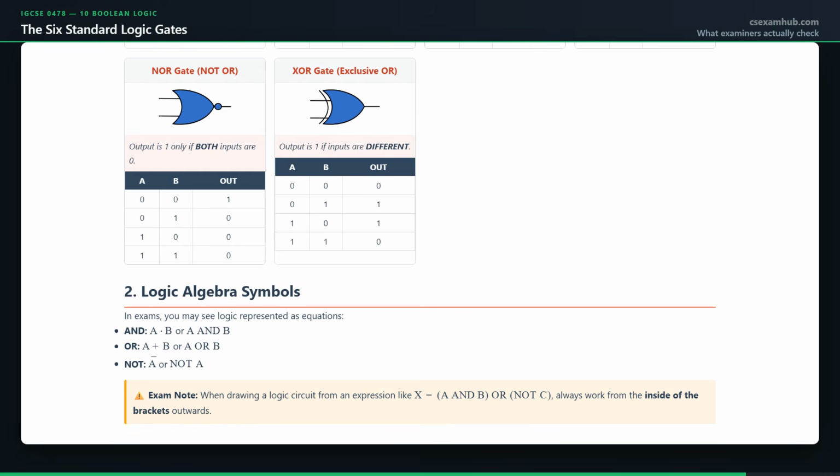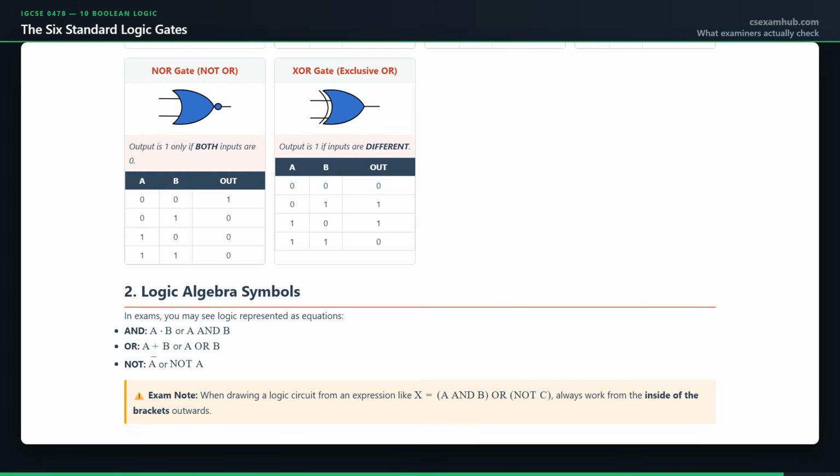Second, NOT is the only single input gate, and all the others are limited to 2 inputs at IGCSE. So if you find yourself drawing a 3-input AND gate, stop, because the syllabus does not allow it. Build it from 2 2-input gates instead.